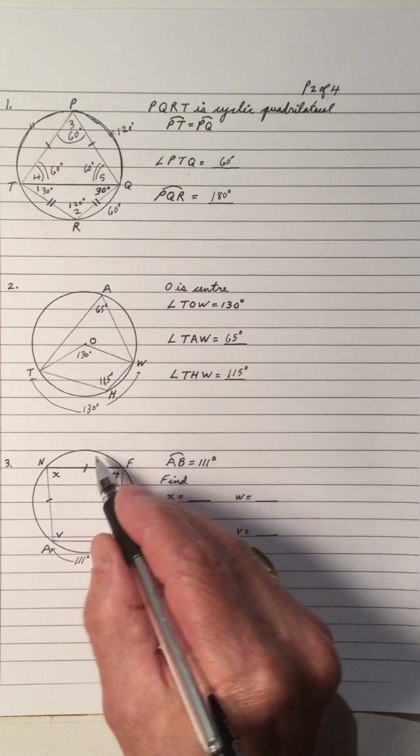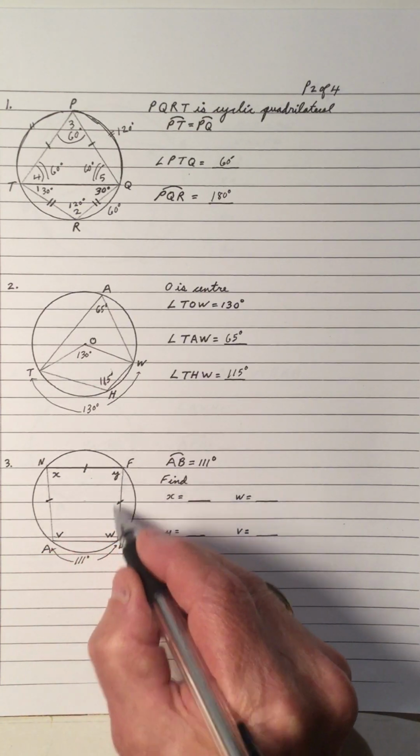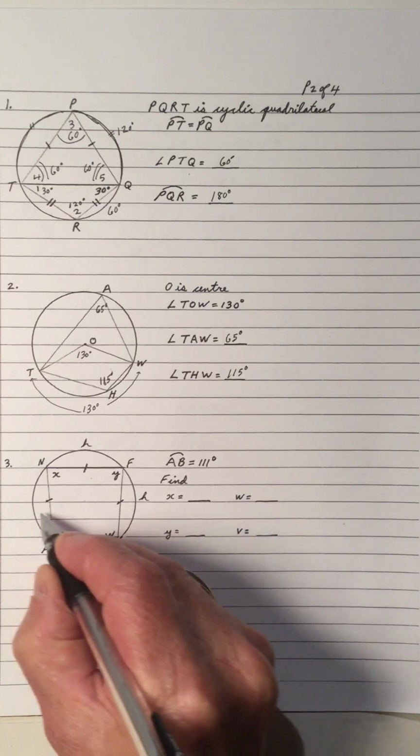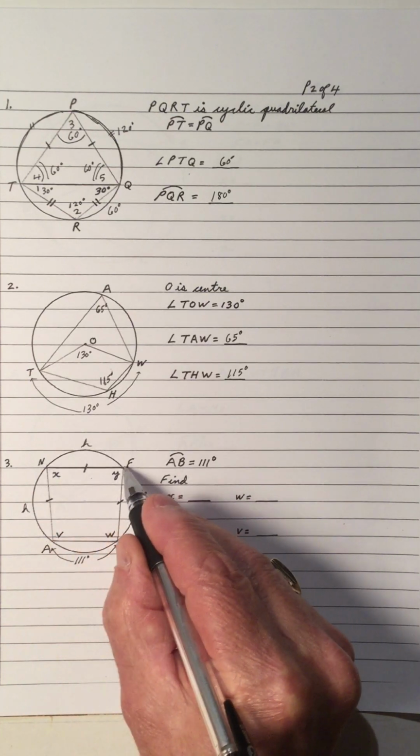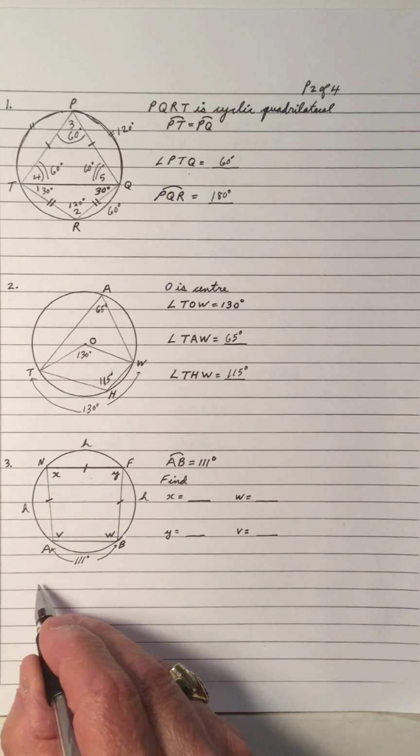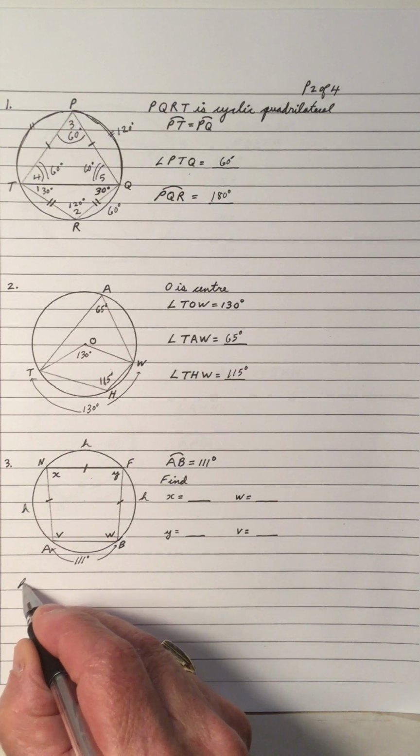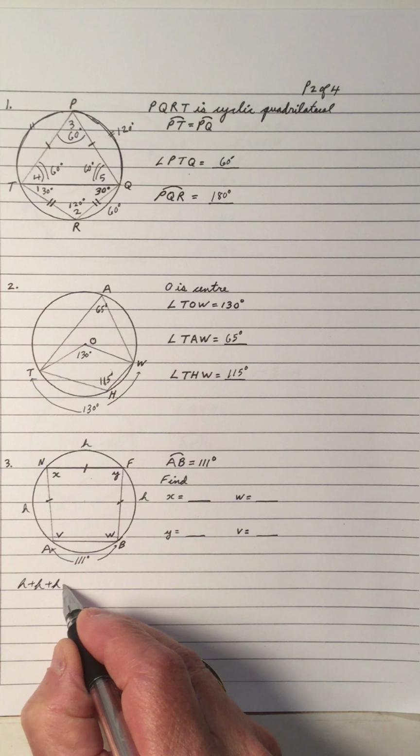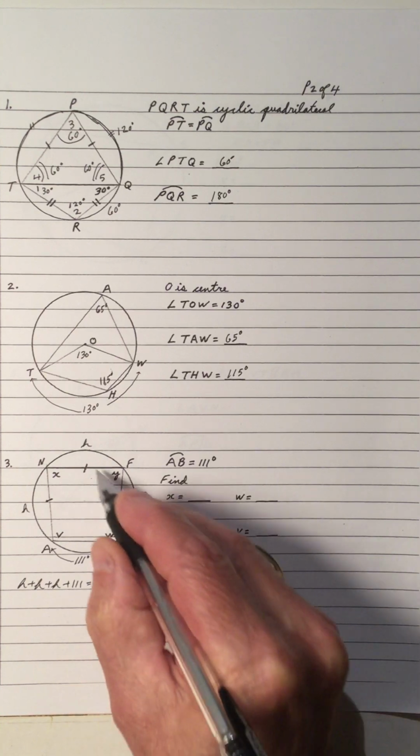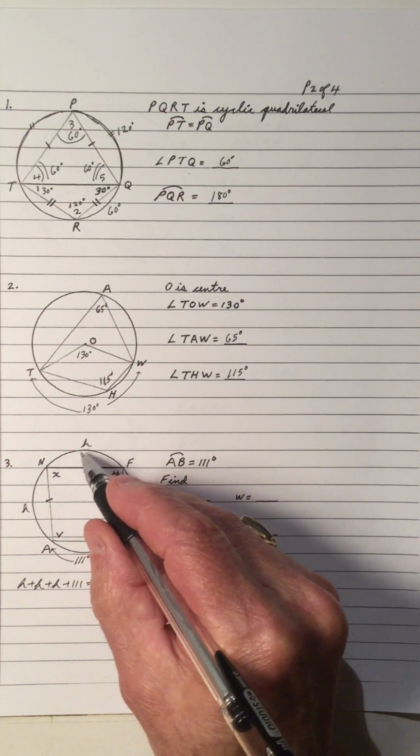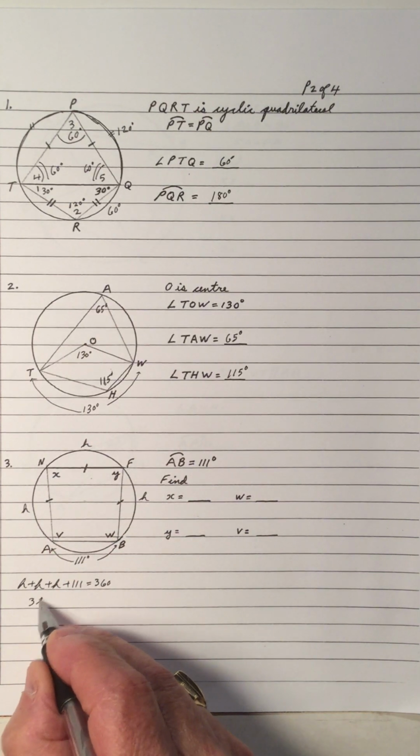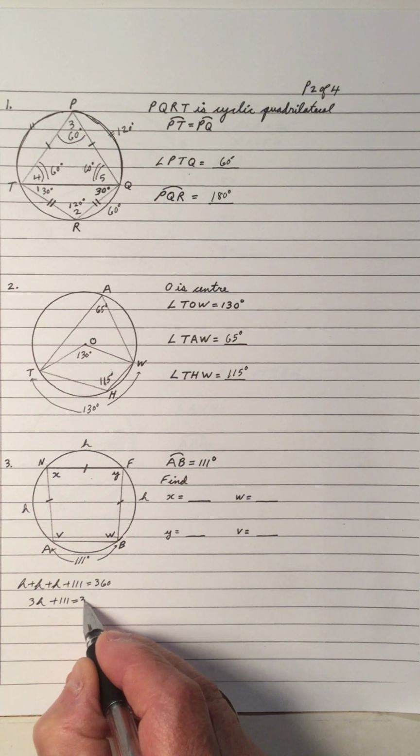So, how do we do this? All the way around the circle is 360. If chords are equal, then the arcs they intercept are equal. So let's put this as H, this one is H, and this one is H. So NF is H, FB is H, NA is H. So H plus H plus H plus 111 is equal to 360, because all the way around a circle is 360. And again, these are equal because the chords are equal. So we have 3H plus 111 is equal to 360.